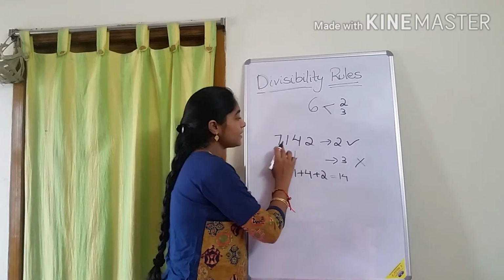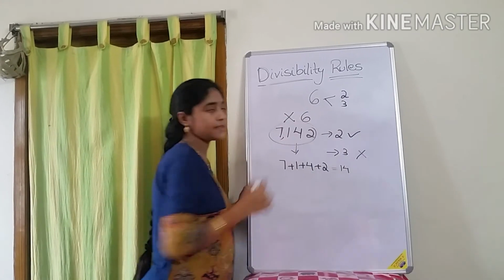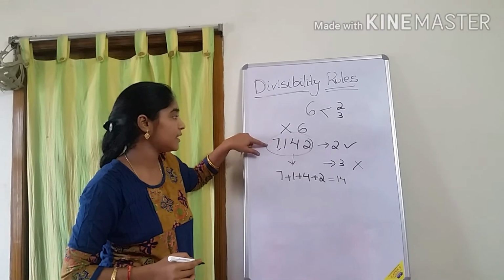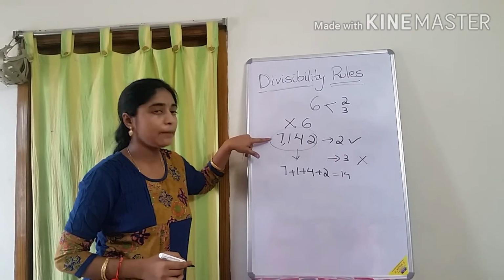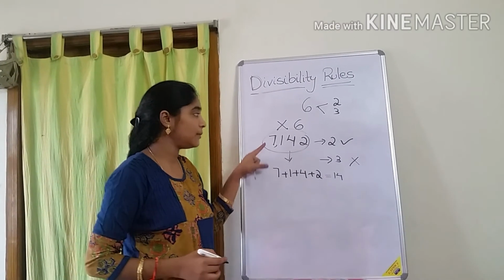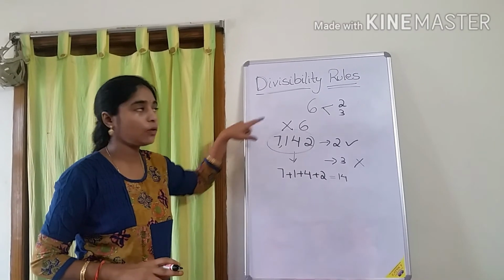Then 7142 is not divisible by 6. Clear, children? It is not divisible by 6. That means a remainder will be left. The remainder won't be 0. Something will be left, either 1 or 2 or 3 and so on. Okay, this is the divisibility rule of 6.